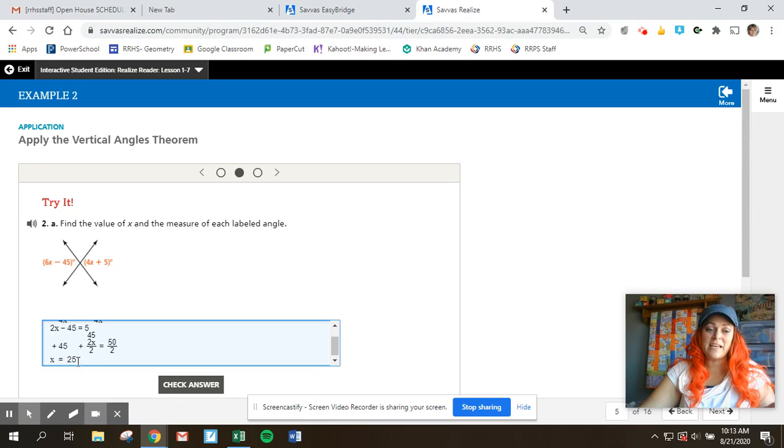So I'm going to take that 25 and plug it in here. 6 times 25 minus 45. I would get my result. And then I would say 4 times 25 plus 5. And I better get the same result as I did on the other side of the angle, or you know you did something wrong, because they have to be congruent.